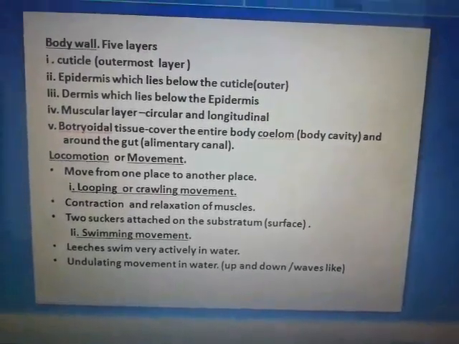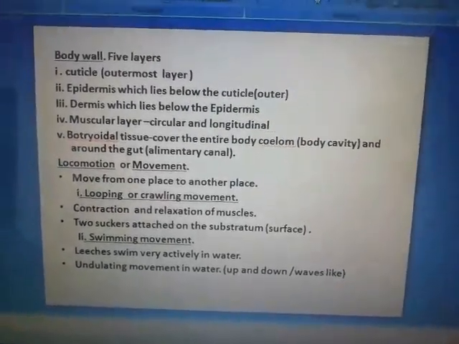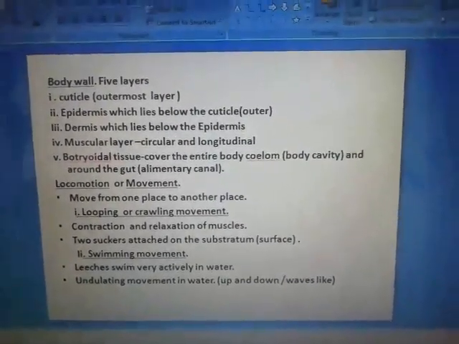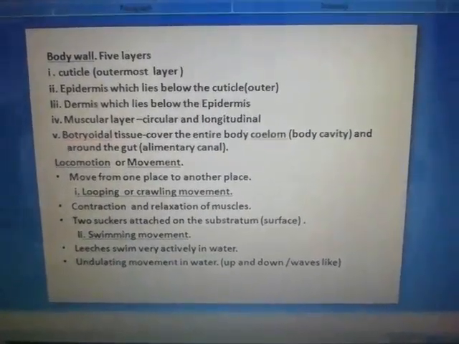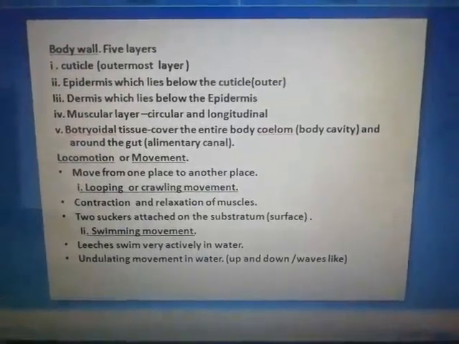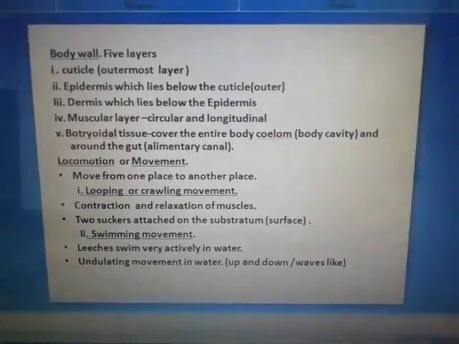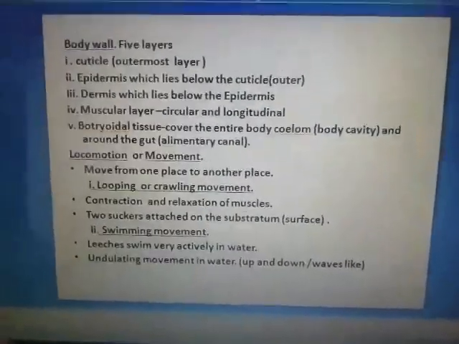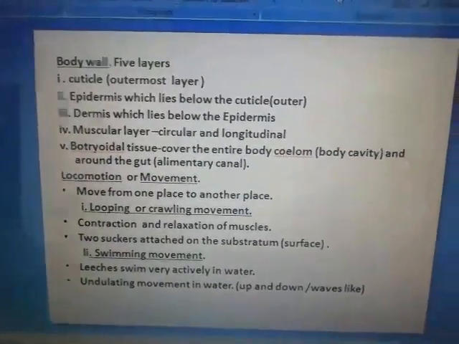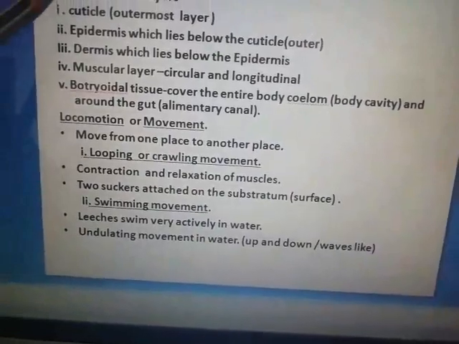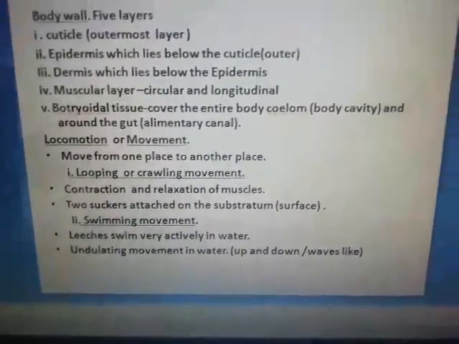In the previous class we have seen the receptors of leech, suckers of leech, external apertures of leech: mouth, anus, nephridiopore, male genital pore, female genital pore, and division of the body. Up to there we have seen. Today we are going to see the body wall of leech.